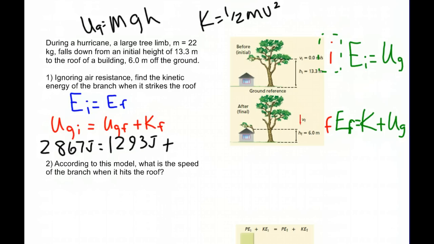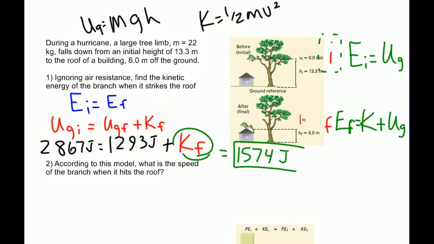And we have some amount of kinetic energy left. Now remember, energy must be conserved, so any energy that we lost in gravitational potential energy has to have gone into kinetic energy. On the left-hand side of our equation, we have 2,867 joules. On the right-hand side of our equation, we have 1,293 joules. So the difference between those is how much is left for our kinetic energy. So the kinetic energy that's left over is equal to 1,574 joules.